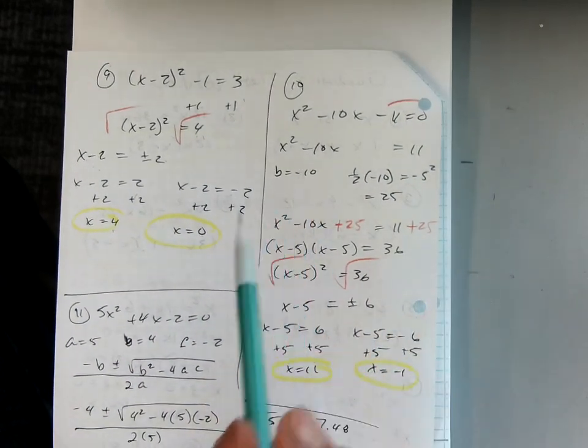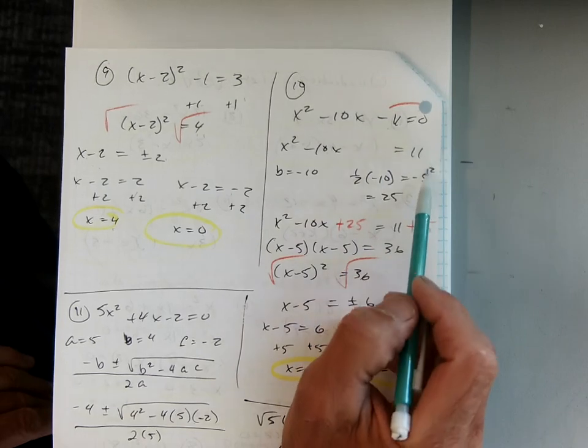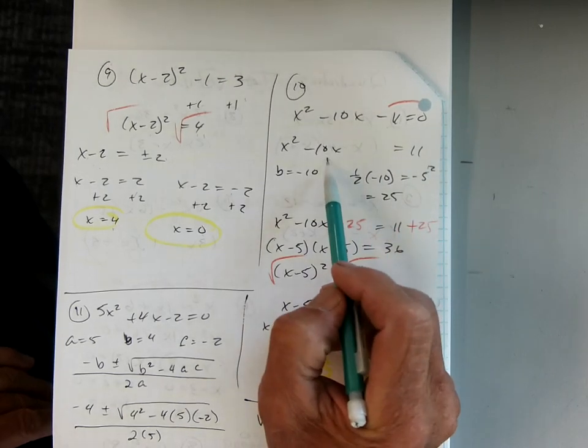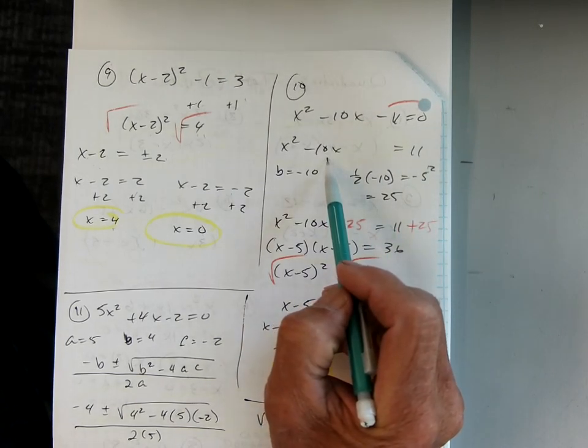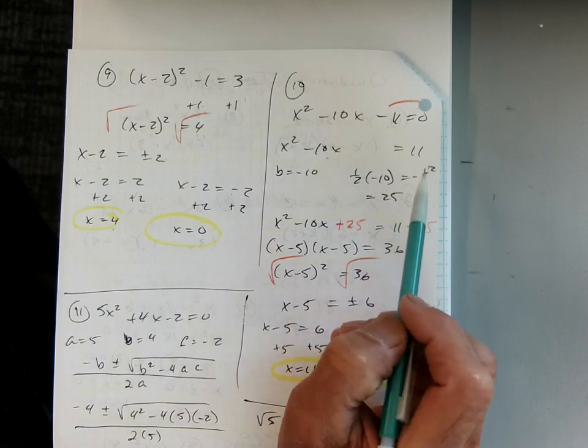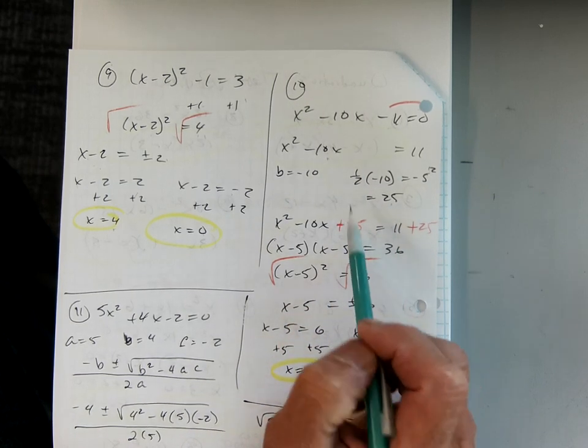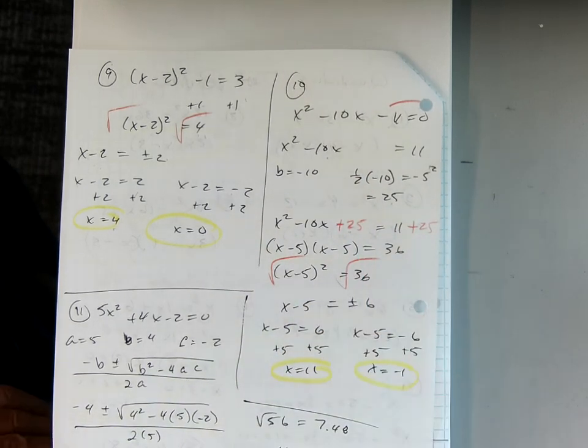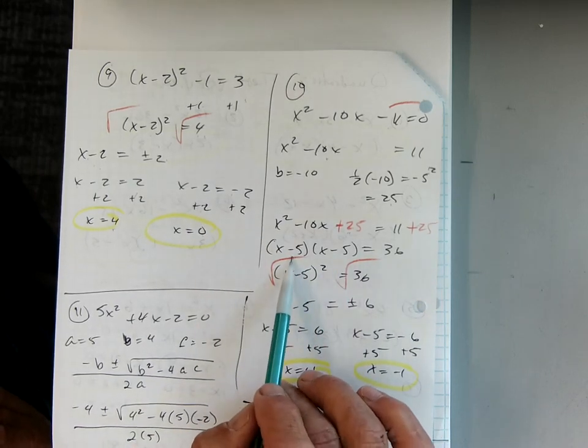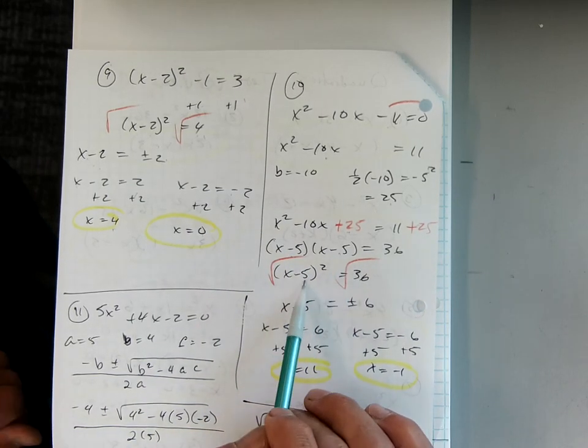10, by completing the square. So I brought over the 11. Now, b is negative 10. I take half of that. Half of negative 10 is 5, and 5 squared is 25. So I add 25 to both sides. All right, well, that'll factor into x minus 5, which is x minus 5 quantity squared.